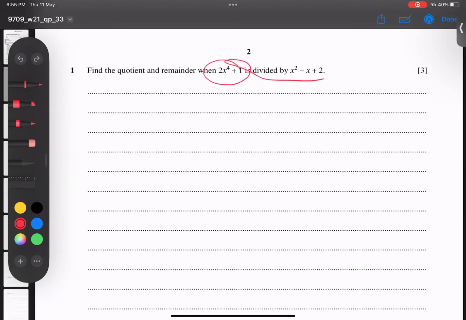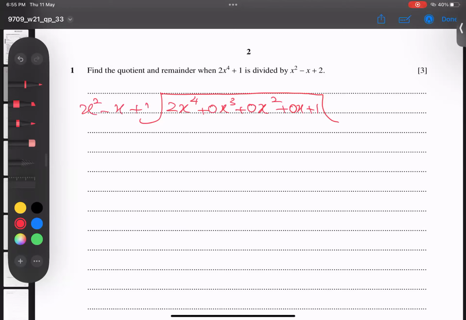If this is divisible by this, it means I will keep 2x to the power 4 plus 1 inside. But students, I will write not like that. I will write 0x cubed, 0x squared, then 0x, and then plus 1. It's not compulsory to write like this. I can work without writing zeros, but zeros make the question easy.